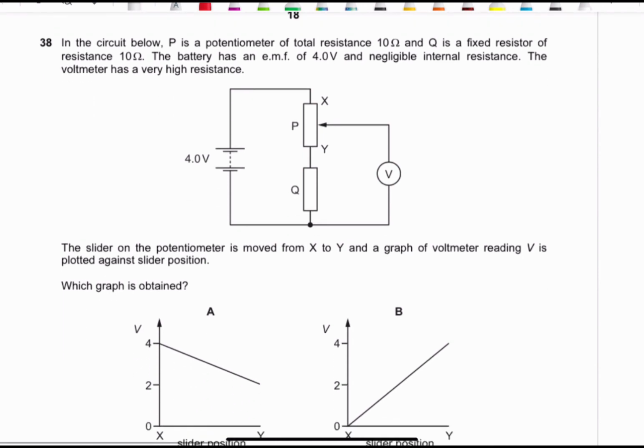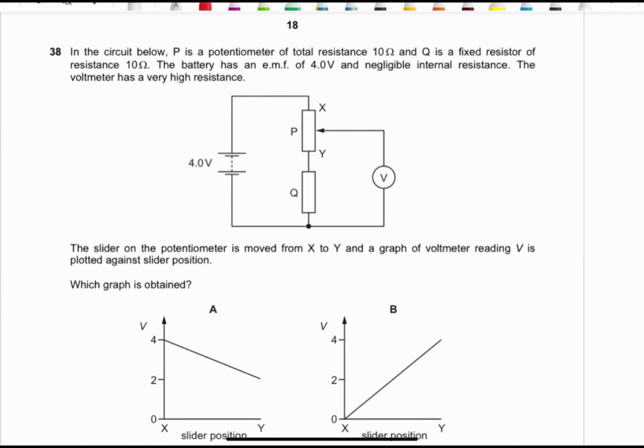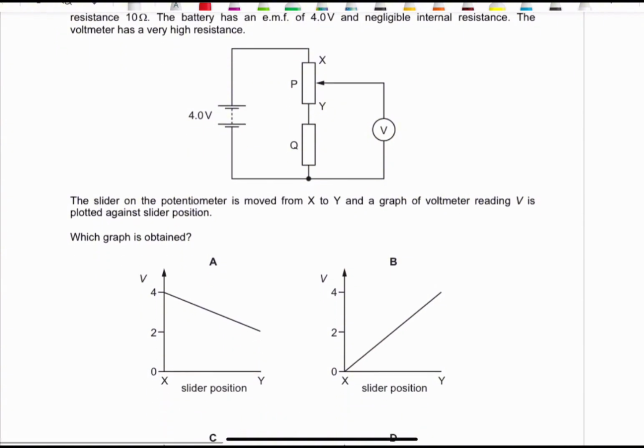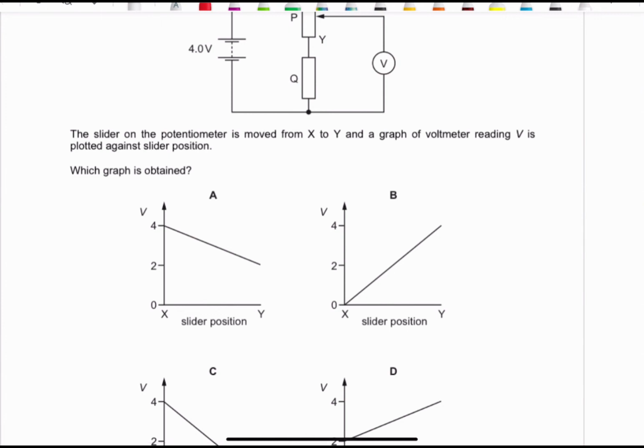In the circuit below, P is a potentiometer of total resistance 10, and Q is a fixed resistor of resistance 10 also. The battery has an EMF of 4 volts. The slider on the potentiometer is moved from X to Y, and the graph of voltmeter reading V is plotted against the slider position. Which graph can be obtained?